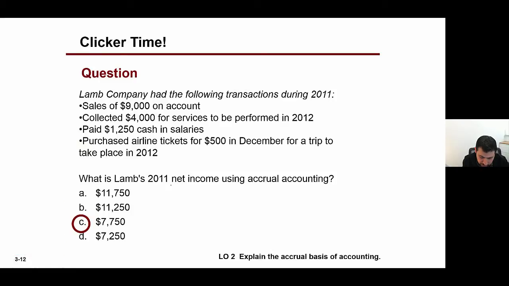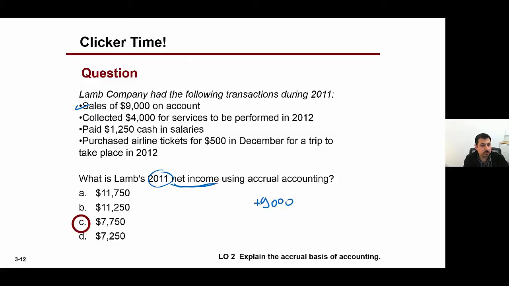How do we solve this? They are asking us for the net income under accrual basis. So in this case, we'll look at the transactions one by one and see if we can recognize them under accrual basis for 2011. So now we are looking for 2011. The first one is sales of $9,000 on account. Those are sales in 2011. As a result, we include it in our calculations. So this is 9,000.